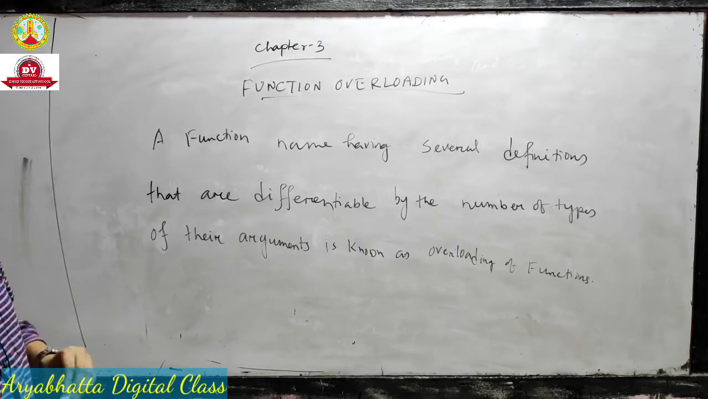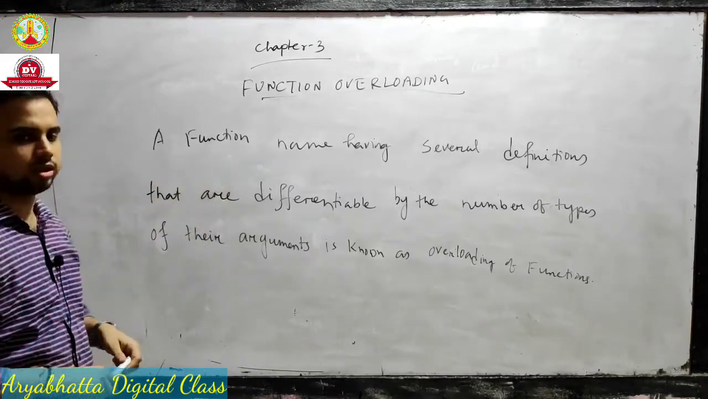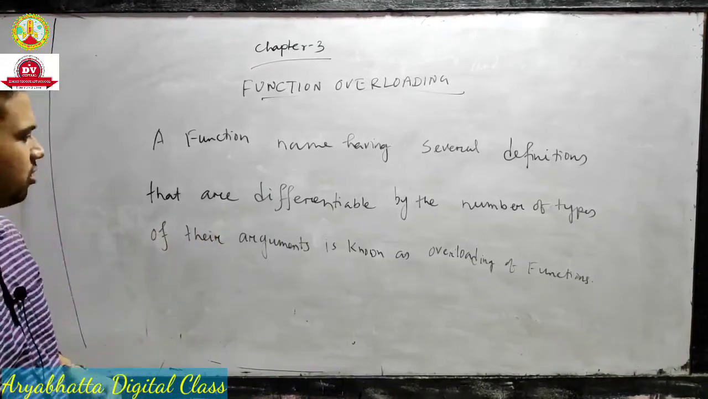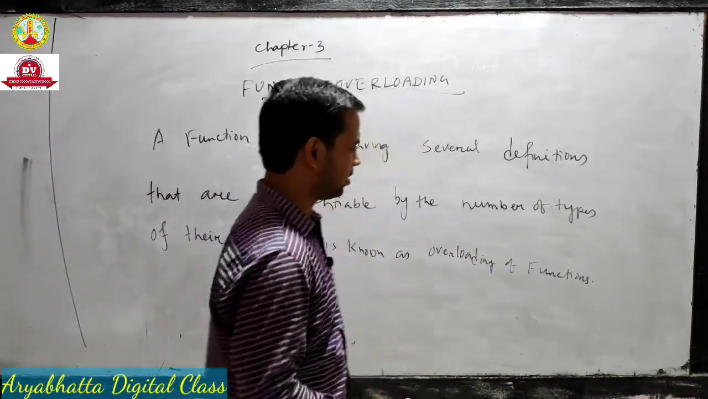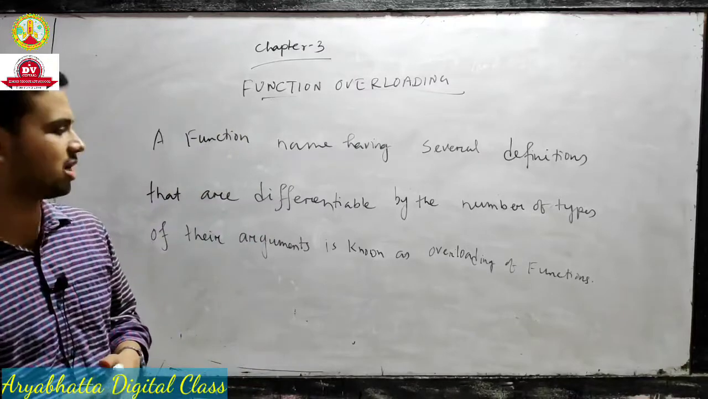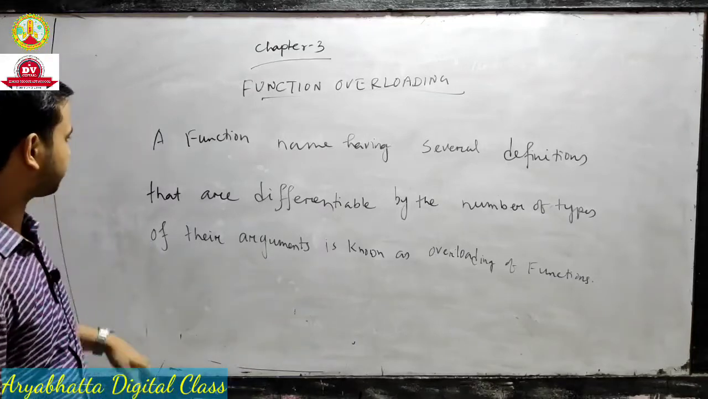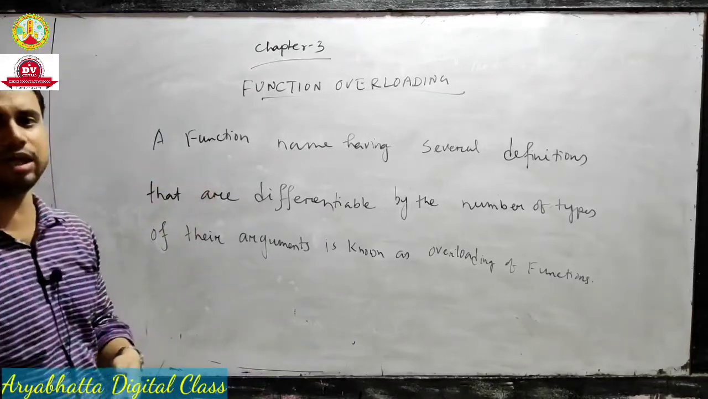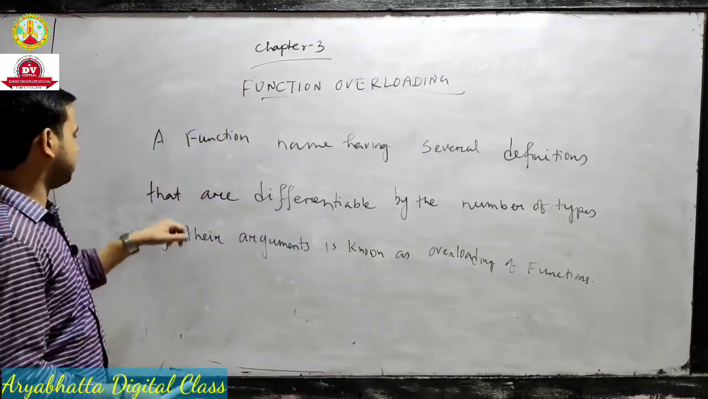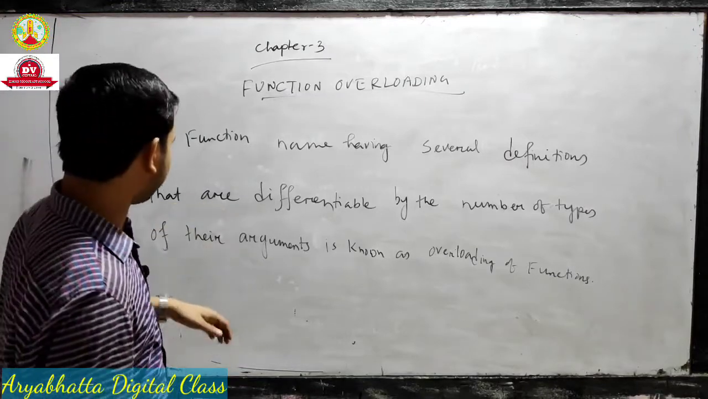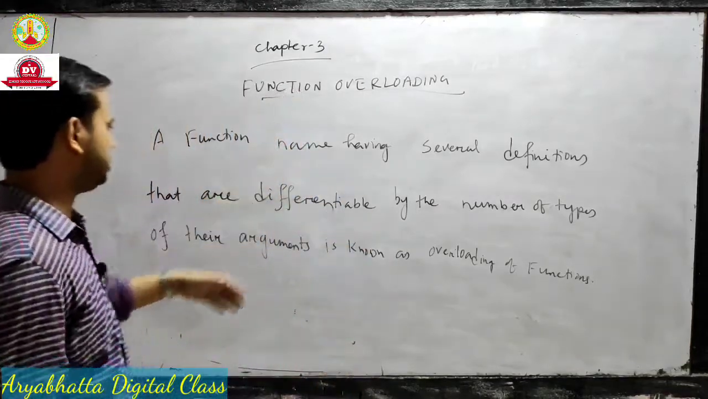You just see the definition. This is important. A function name having several definitions that are differentiable by the number of types of their arguments is known as overloading of functions. Arguments means the parameters we pass through the function. The value we pass through the function is called an argument. Again I am saying, a function name having several definitions means same name but the definition is different. That are differentiable by the number of types of the arguments is known as overloading of functions. You just note down this definition.